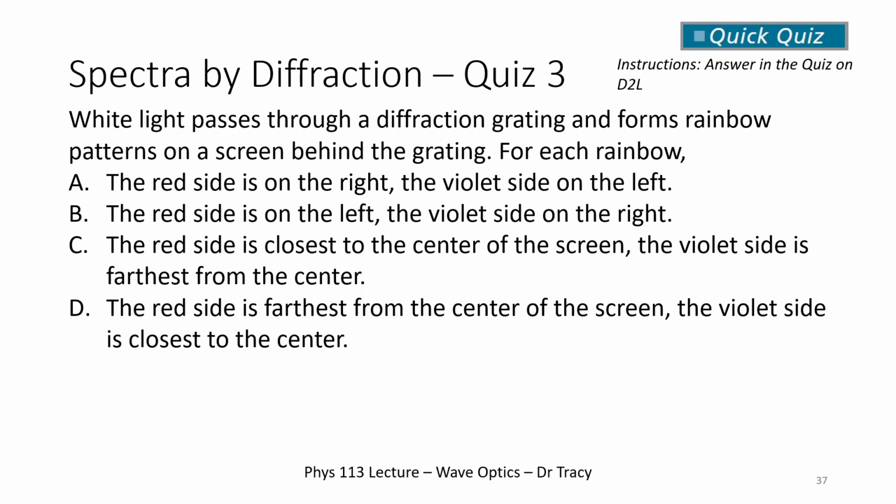So here's another quiz to consider. White light passes through a diffraction grating and forms a rainbow pattern on a screen behind the grating. For each rainbow, what is the arrangement for your relative red side and violet side? So we'll pause for a second.